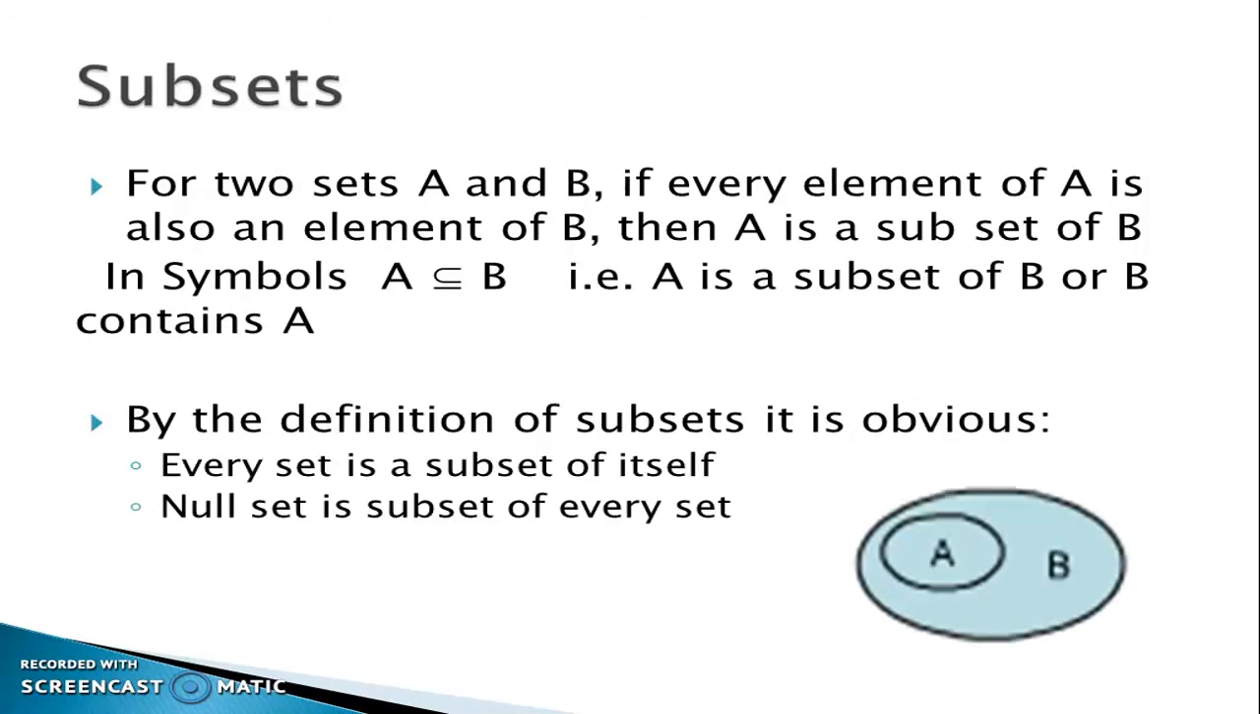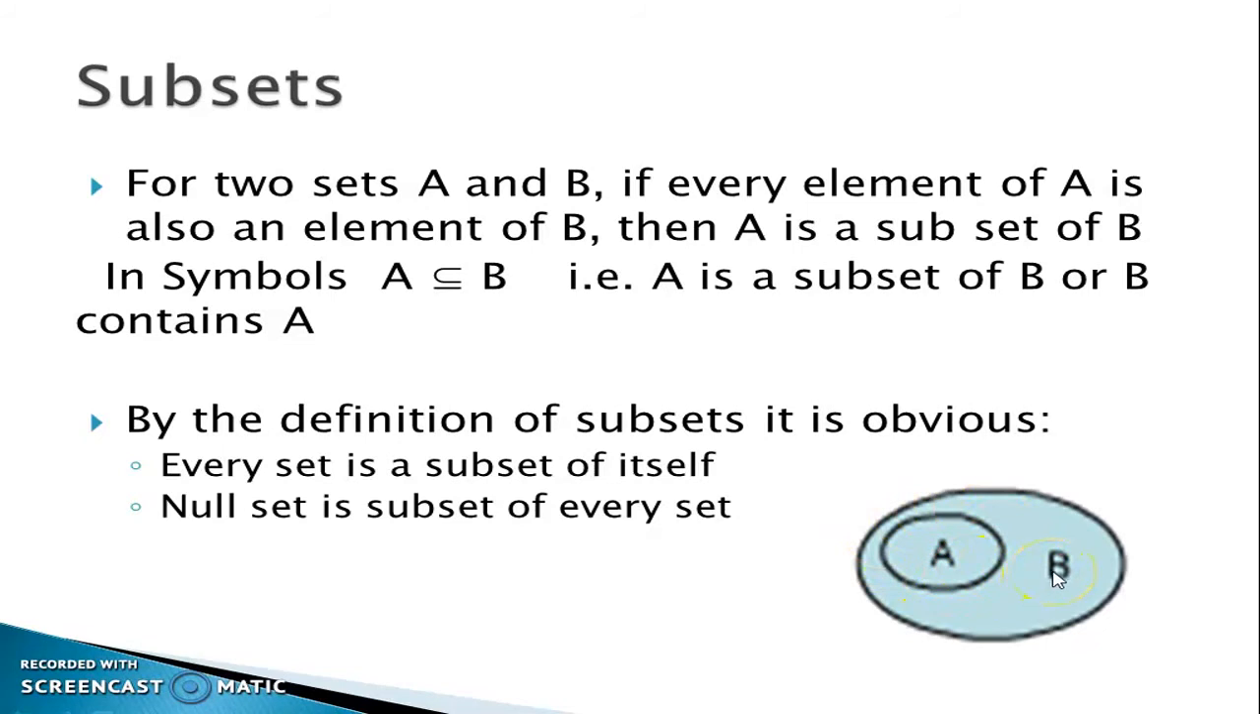Subsets. For any two sets A and B, if every element of A is also an element of B, then A is a subset of B. In symbols, A is a subset of B, or we can say B contains A. In a diagram, you can see B is a larger set and all the elements of A are also the elements of B. So B contains A, or A is a subset of B.